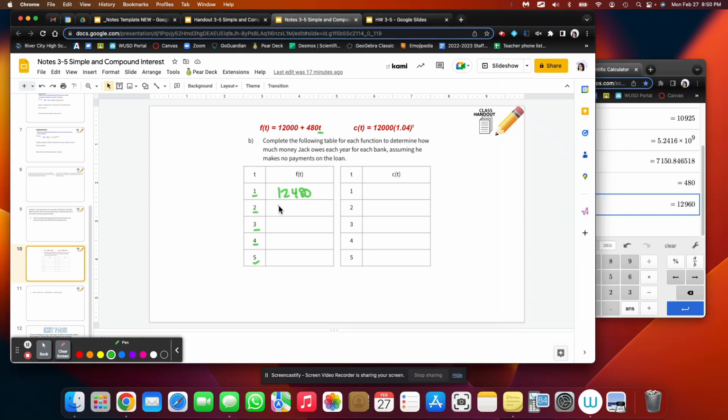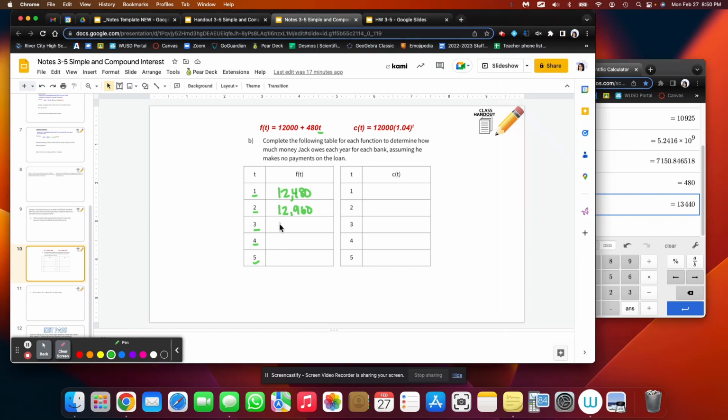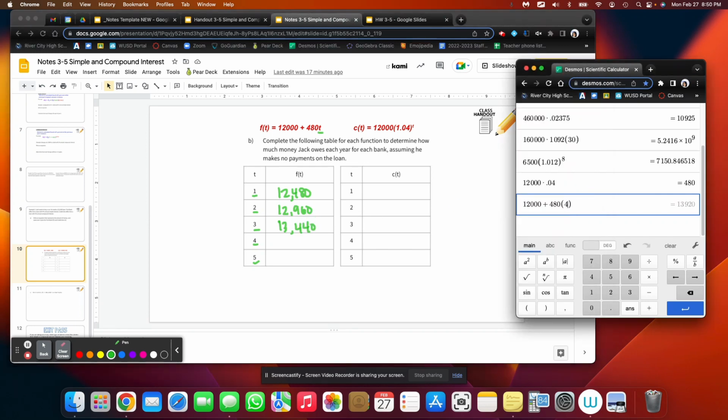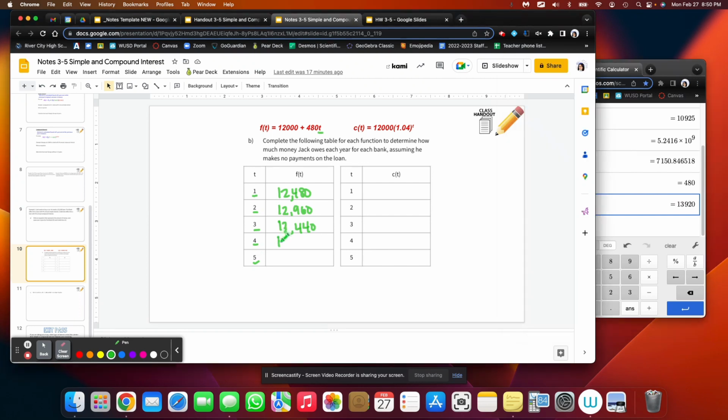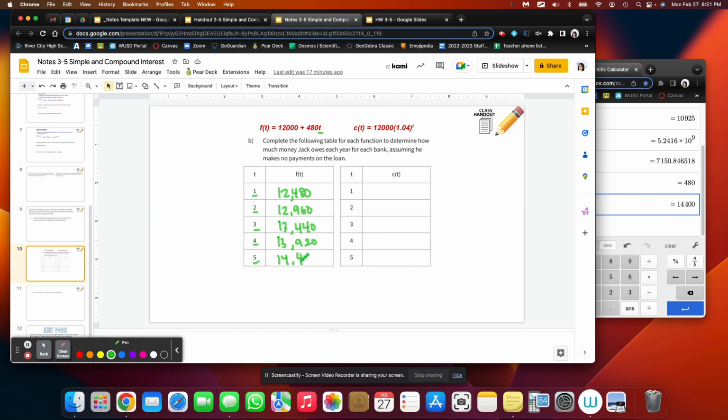After 2 years, he owes $12,960. After 3 years, he owes $13,440. After 4 years, he owes $13,920. And then after 5 years, he owes $14,440. Right, so we can see here that the pattern is just adding 480.